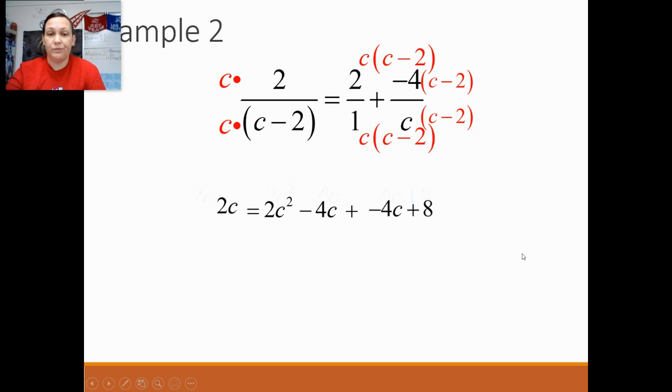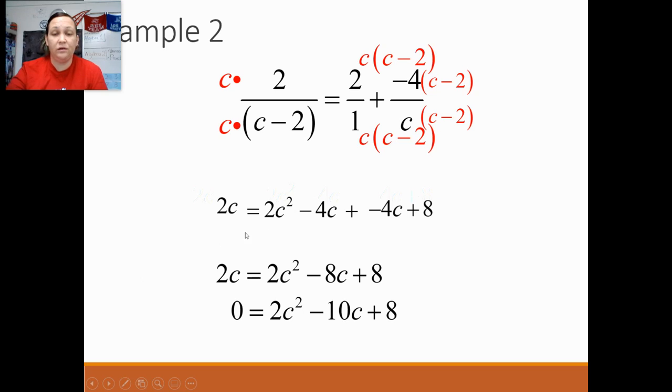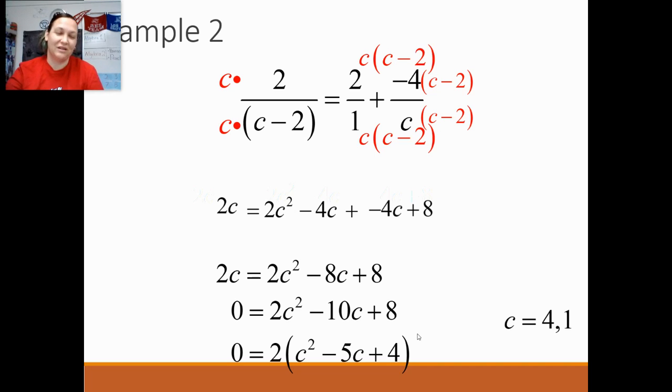Let's combine like terms. And unfortunately, in this problem, the c squared is not going to go away. There's only the one c squared right here. And so we are going to have to set this equal to 0, and we are going to have to factor. So I'm going to subtract my 2c to the other side. I do notice that there's a GCF of 2. I can divide everything by 2. And then when I factor using Xbox, I get c minus 4 and c minus 1. And then that changes into a positive 4 and a positive 1.